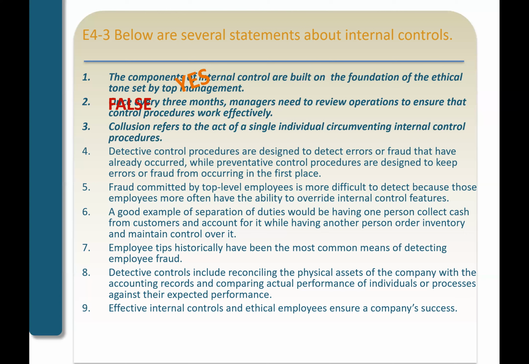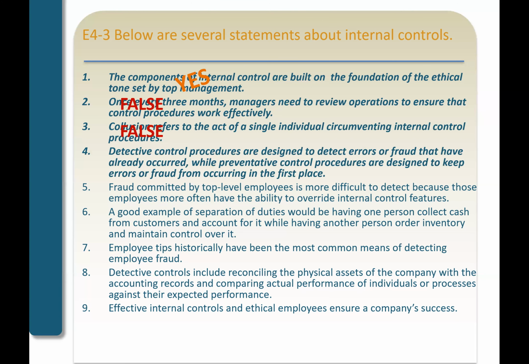So collusion is when 2 or more people come together and circumvent internal controls. Collusion's tough because if you get a couple people that come together, you could have some issues. So I answered that one for you.